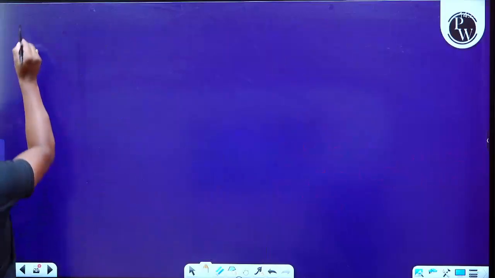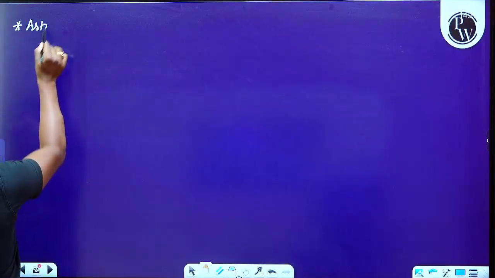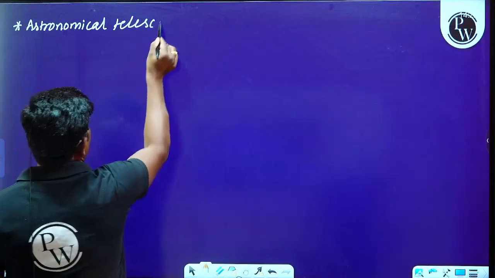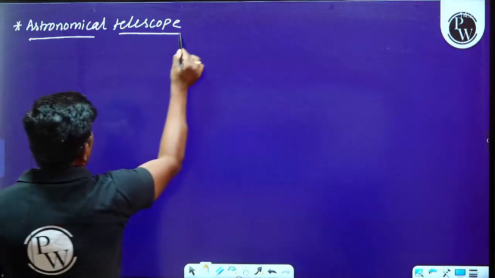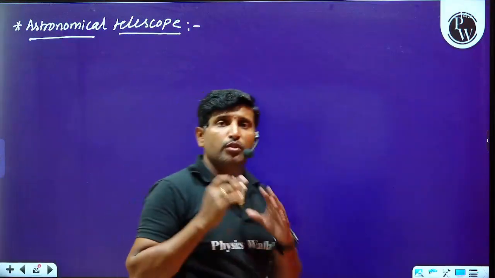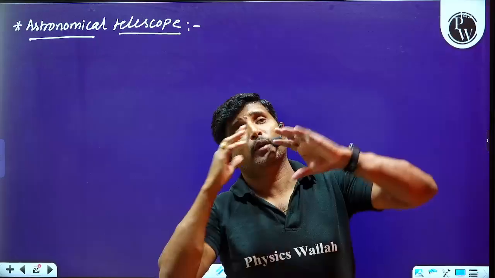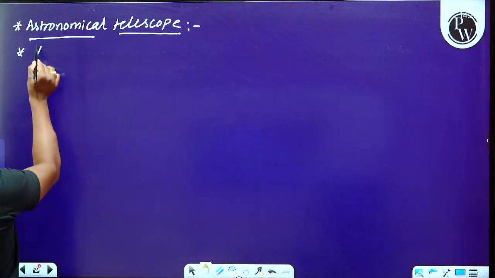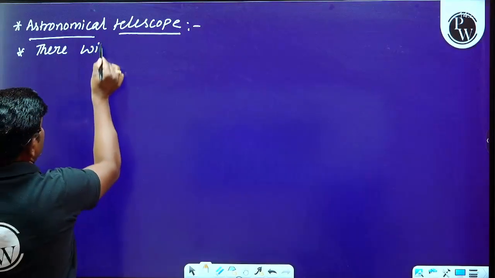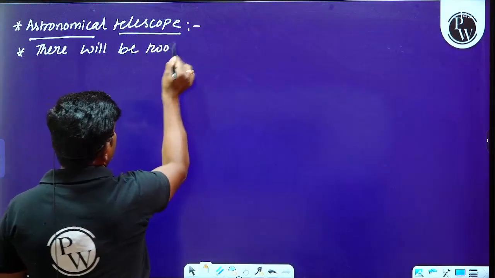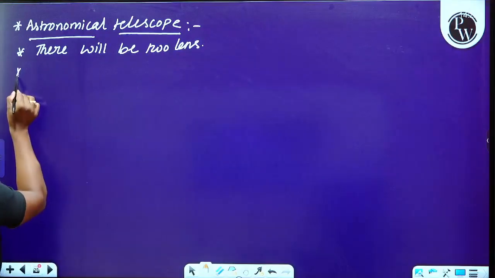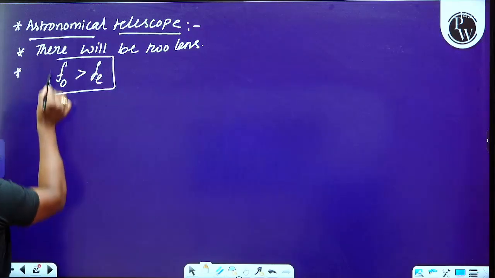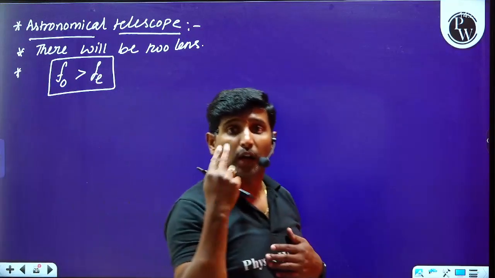Finally, we can move on to the astronomical telescope. What is a telescope? A telescope is an instrument which is used to see very far objects. Here also there will be two lenses, and the focal length of the objective will be greater than the focal length of the eyepiece. It is exactly opposite to the compound microscope.